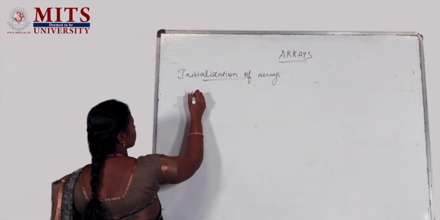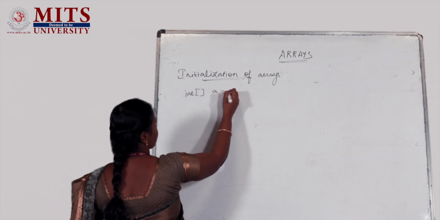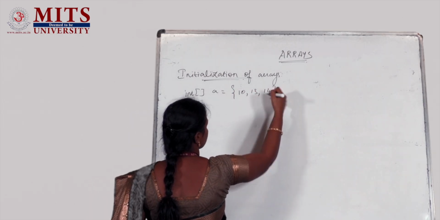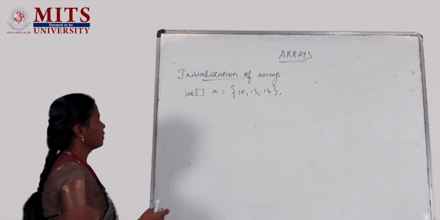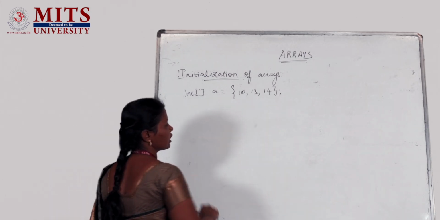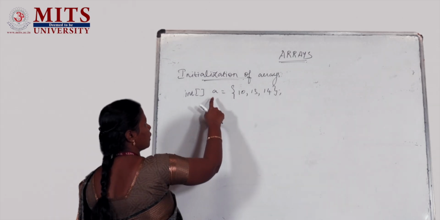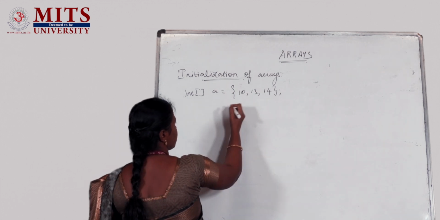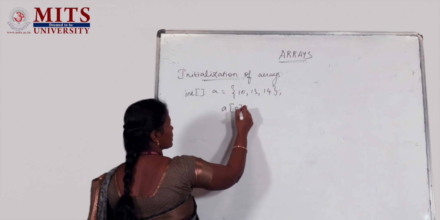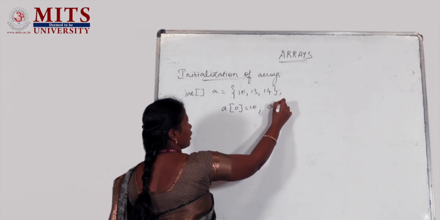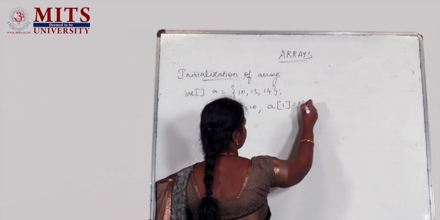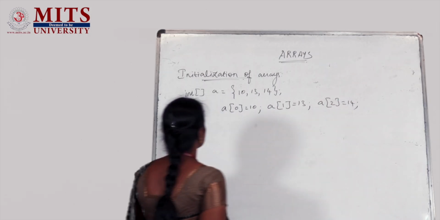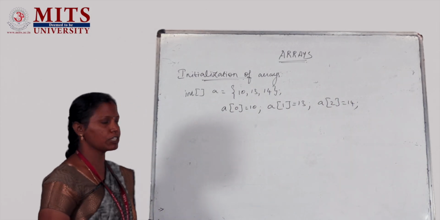So this is one way of initializing the array. Directly while declaring itself, we can initialize the values of the array. So now A is an array which consists of 3 elements like 10, 13 and 14. That means A of 0 is equal to 10, A of 1 is equal to 13, and A of 2 is equal to 14. So this is how it should be understood. So this is one way of initializing the arrays.